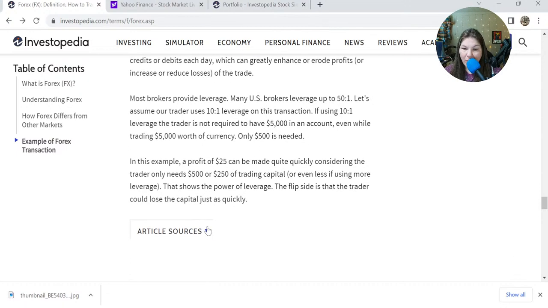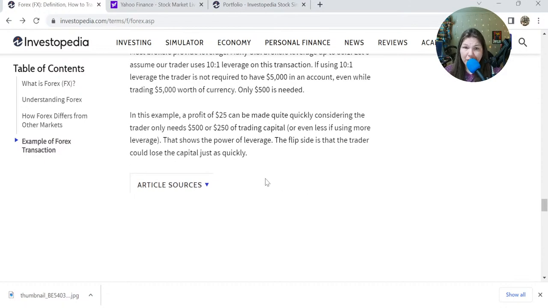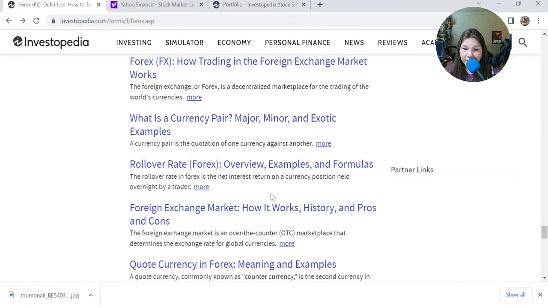In this example, a profit of $25 can be made quite quickly considering the trader only needs $500 or $250 of trading capital, or even less if using more leverage. That shows the power of leverage. The flip side is the trader could lose the capital just as quickly.